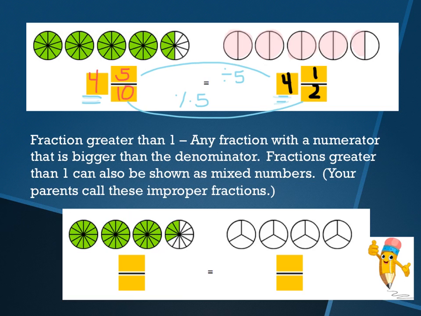Mixed numbers can also be written as a fraction greater than 1. A fraction greater than 1 is any fraction with a numerator that is bigger than the denominator. Fractions greater than 1 can also be shown as mixed numbers. Your parents would call these improper fractions. I see 3 wholes and then 4 out of 12 pieces. So I have the mixed number of 3 and 4/12.